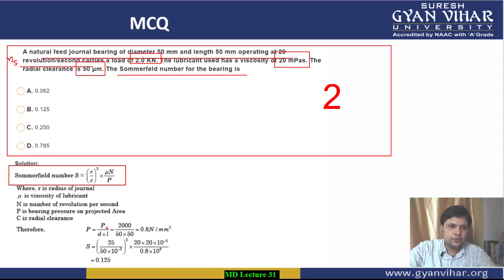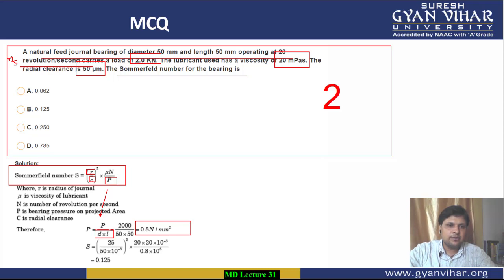All the values are given to you. First of all, you will have to calculate the unit pressure, this P value. P will be given by the load that is acting divided by the projected area D into L. You will calculate it as 0.8 Newton per mm square. Now R is given, C is given. R is the diameter divided by 2, 50 divided by 2, which gives 25. C is the clearance and it is given as 50 μm.